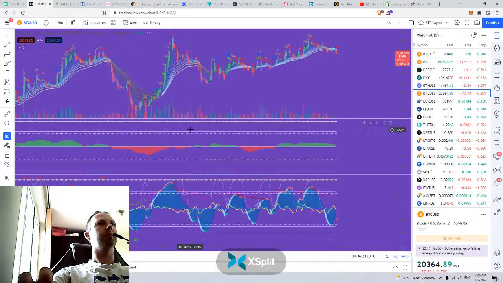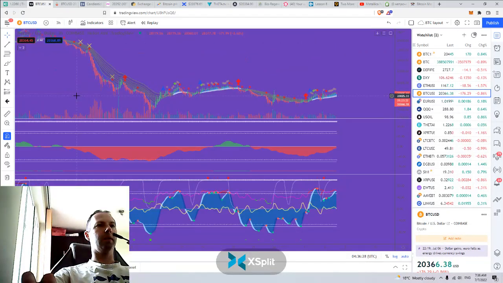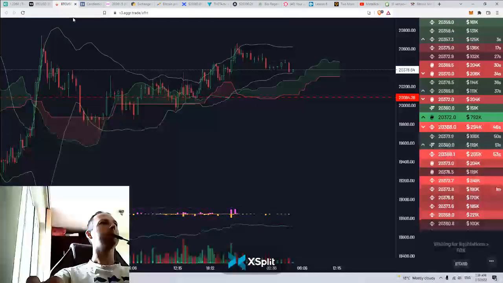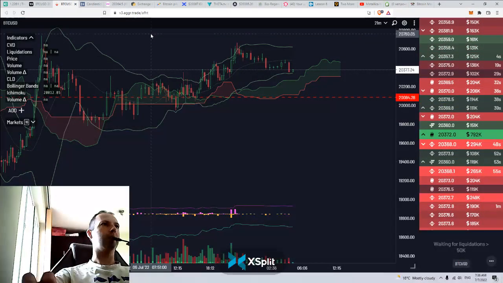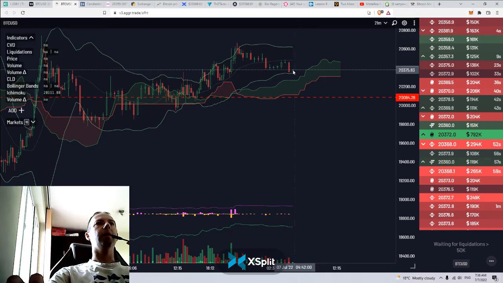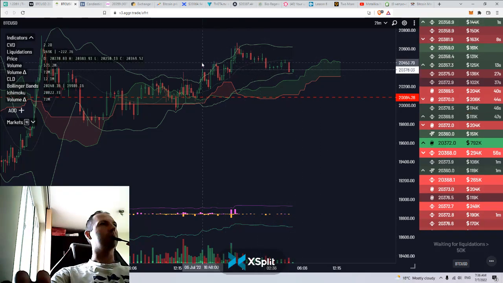I would not. No, I would not long this. I would rather look for some short on the 1 minute or higher time frame. Definitely want to place a short here, not a long. We'll be sniffing for a short.